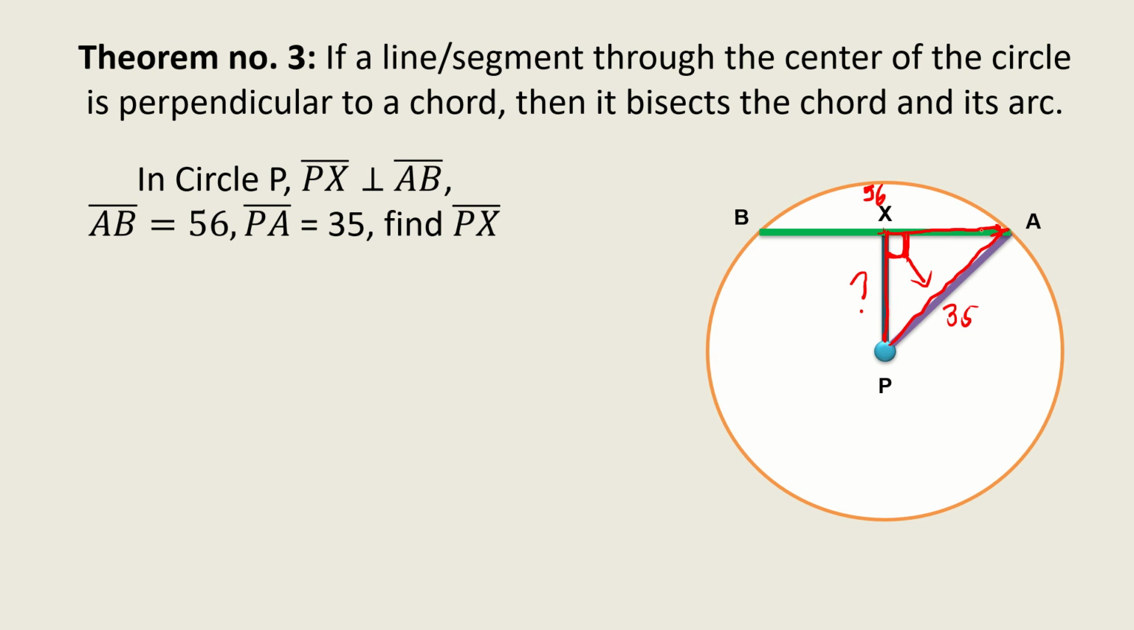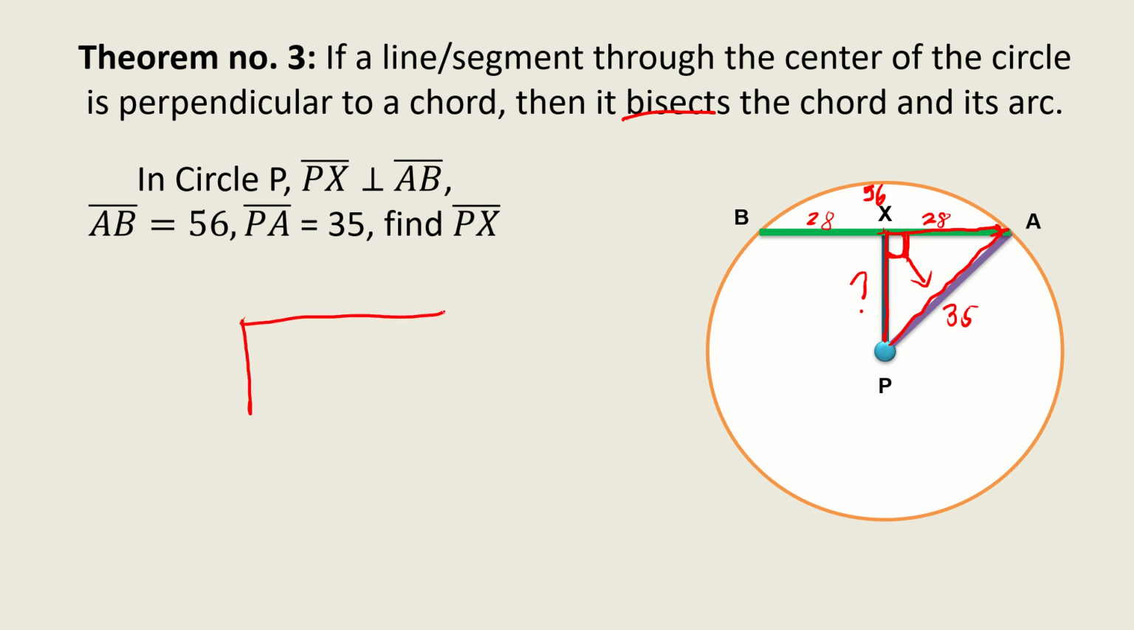Ano ang measure nung nasa taas? O diba, sabi, buo daw na to ay 56. Sabi kay theorem number 3, it bisects, hinahati niya si segment AB into two equal parts. So that means from point A to point X, ay measure na kalahati lang ng 56. So this will be 28 units and this will also be 28 units. So buo na yung ating right triangle.